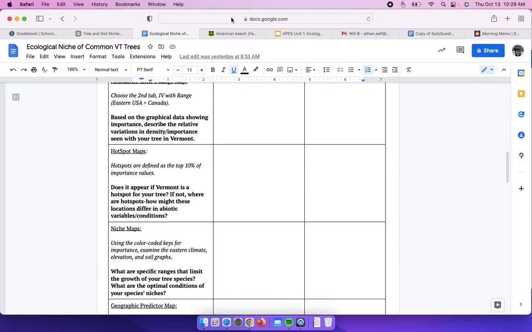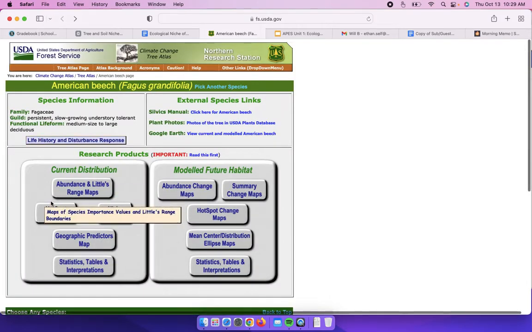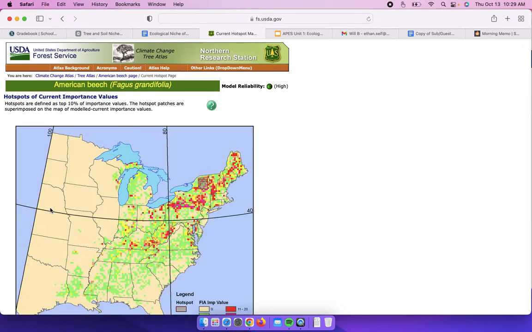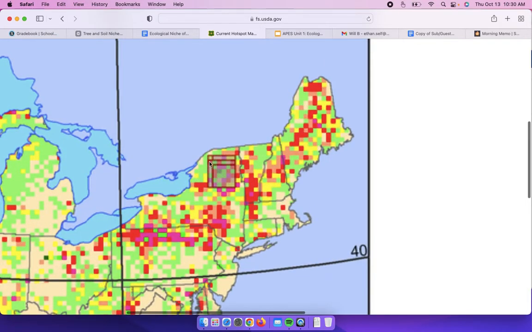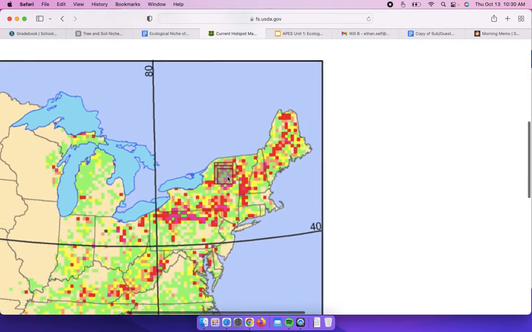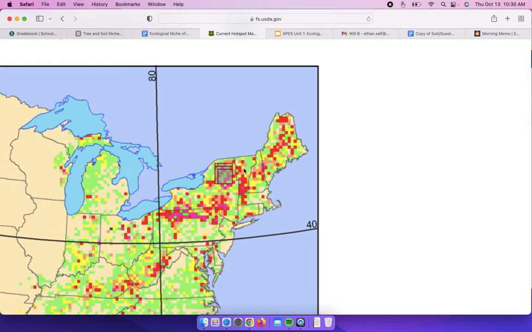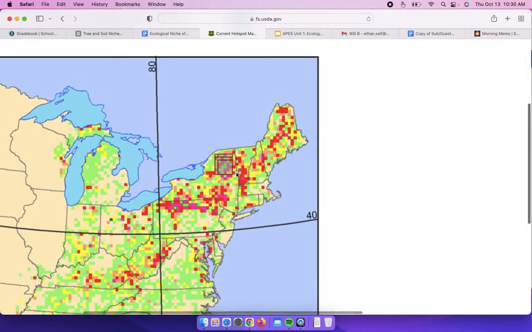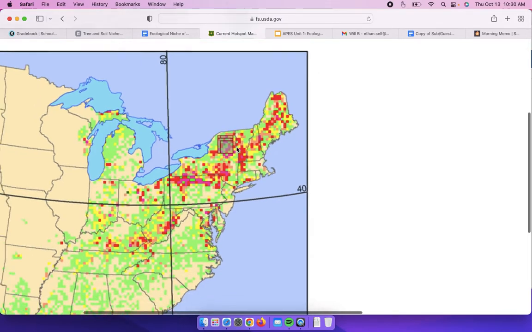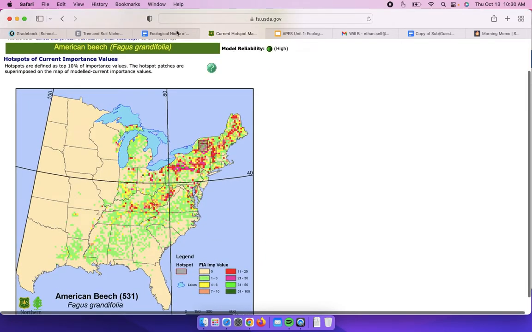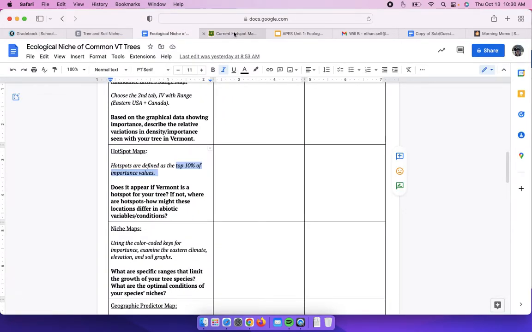The next is going to be the hotspot map. And the hotspot map is going to be defined as where the FIA score is in the top 10% of importance values for different forests. So if I look at the hotspot of Vermont, the beech tree does not have hotspots within Vermont, but rather within the Adirondacks. And that's an interesting thing to consider, given that they're roughly at the same latitude. They're both coastal but inland biomes with mountains. Something must be going on there. And that would be discussing the hotspot map.